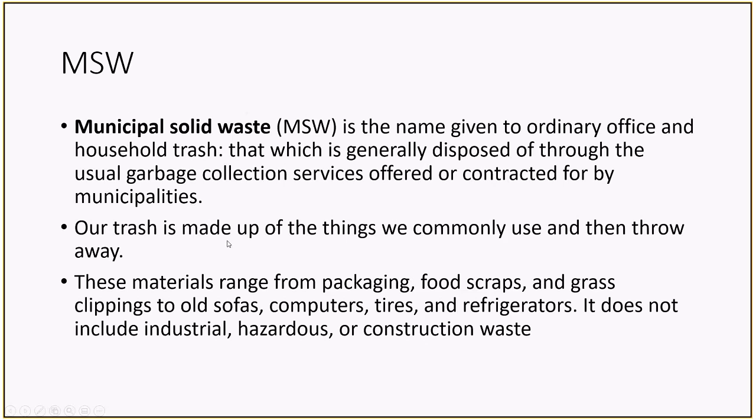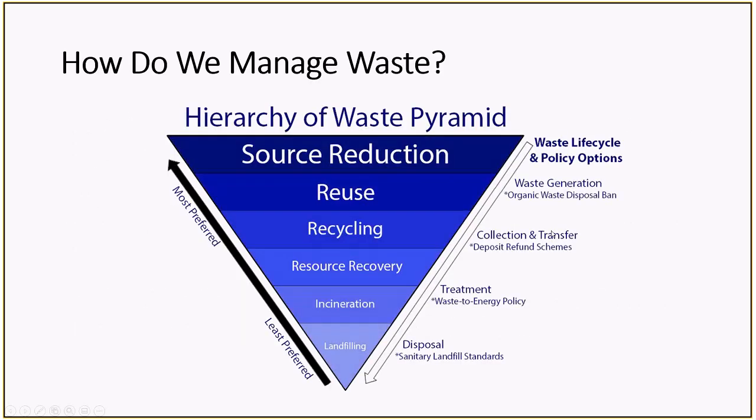Now our trash is made up of the things we commonly use and then throw away. These can include things like packaging, food scraps, grass clippings, old furniture like sofas, computers, tires, even refrigerators. To be municipal, however, it cannot include industrial waste, hazardous waste, or even construction waste. So again, we're talking about what we commonly throw away on a daily basis in the home or maybe at work.